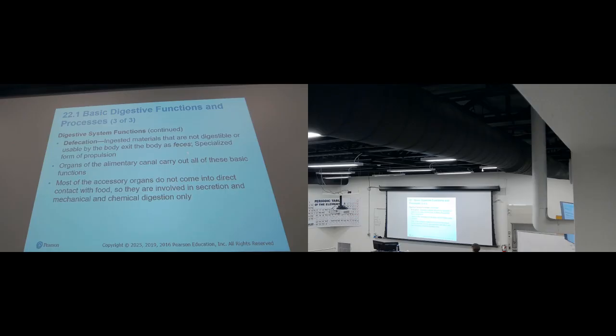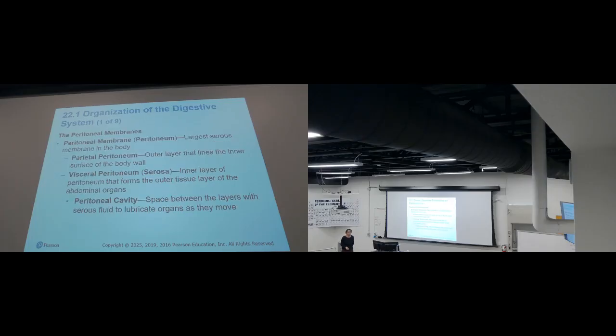So all of these functions are carried out by the alimentary canal, while the accessory organs help with the processing of these foods, because they don't come in direct contact with the food. Only their secretions contact the food. So they aid in chemical digestion.